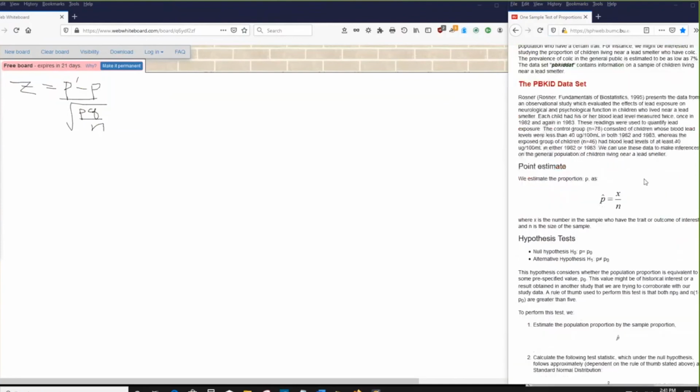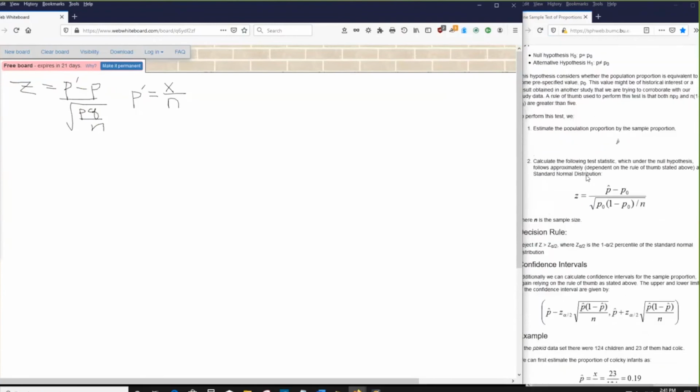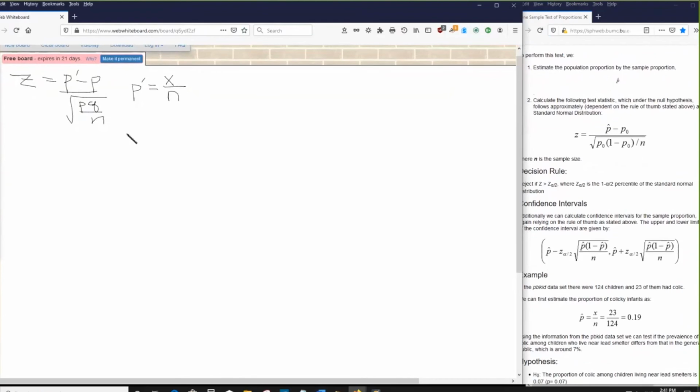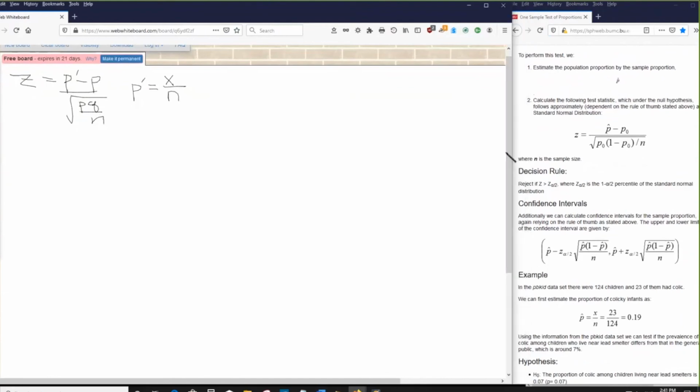In order to do proportions, remember, our p prime is going to be the number of successes divided by our sample size. We've got our formula for our test statistic, and we're going to use the same rules: if z is greater than z of alpha over 2, we're going to reject the null hypothesis.